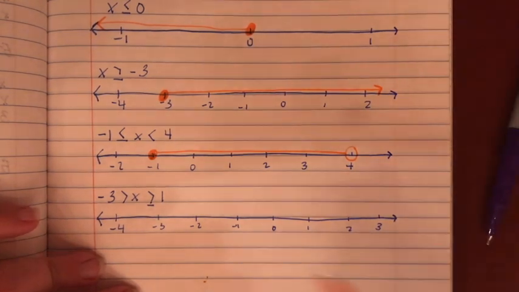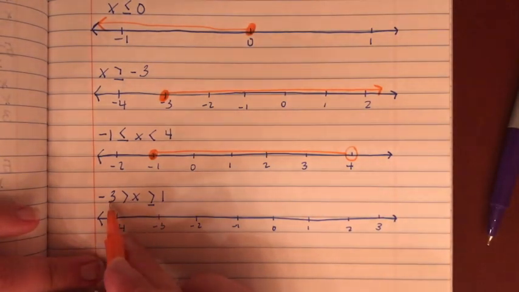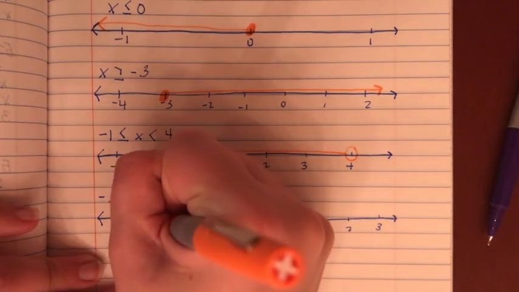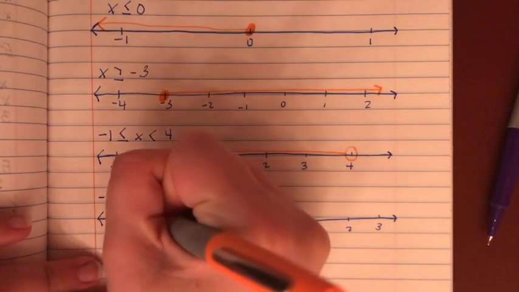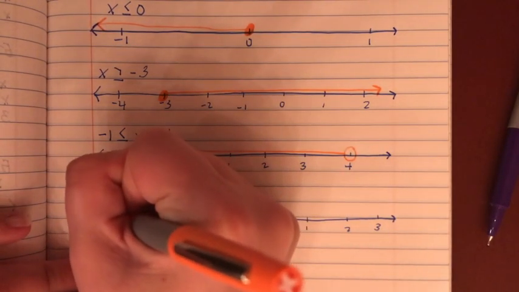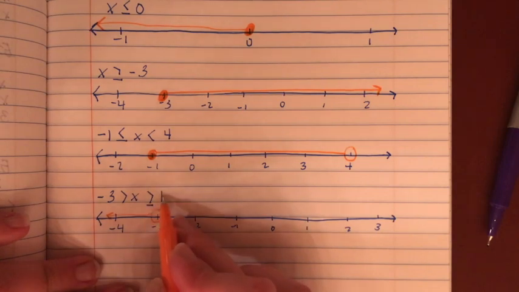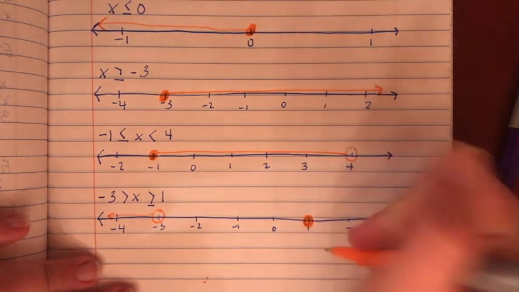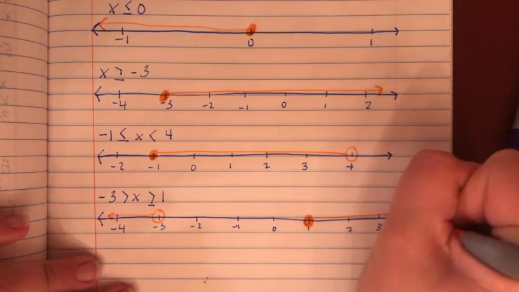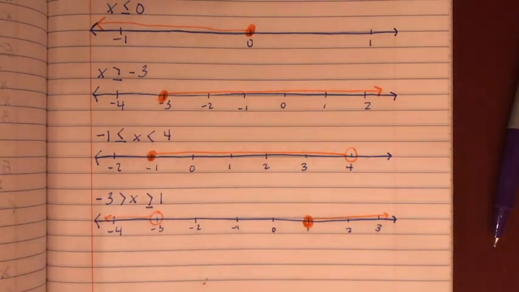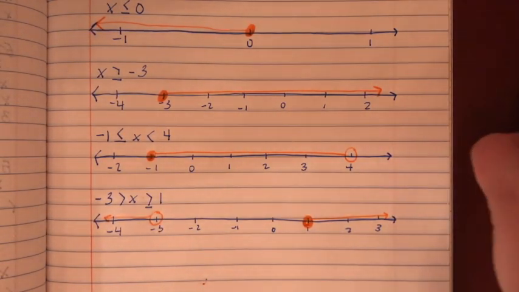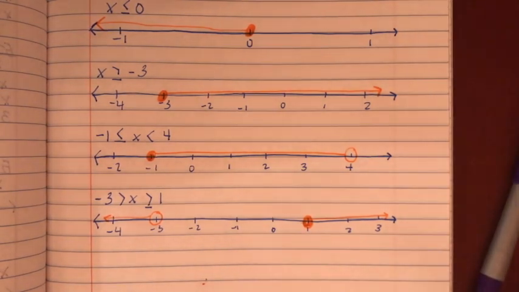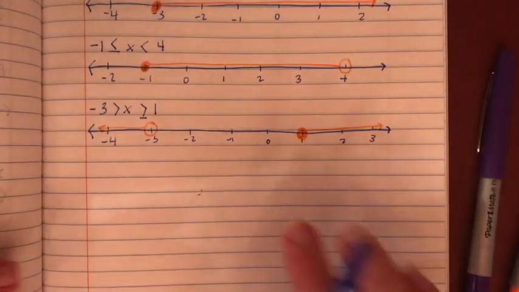Okay, so let's start with this first one. So x is less than -3. So we put an open circle and a line going this way. X is greater than or equal to 1. So we put a closed circle here because it can be equal to 1. And then since it's greater than, we will go that way. Okay, so let's now work through some word problems just so when you read these, you kind of know what they are talking about.